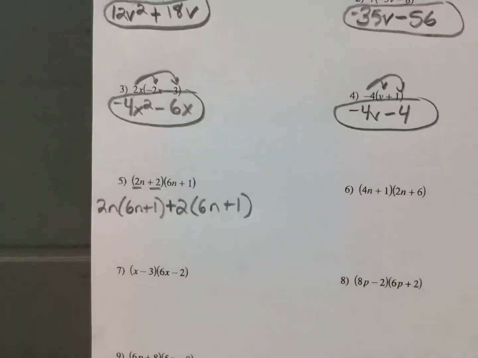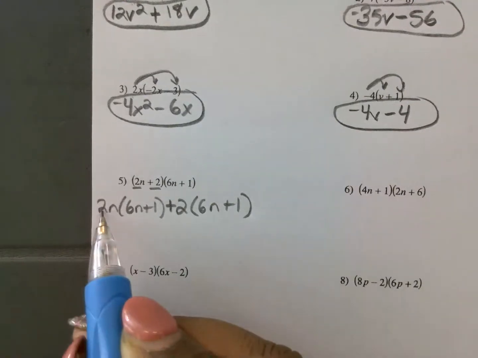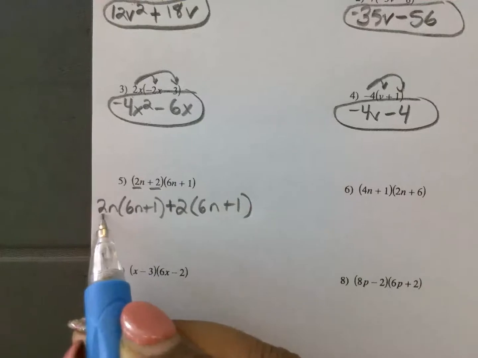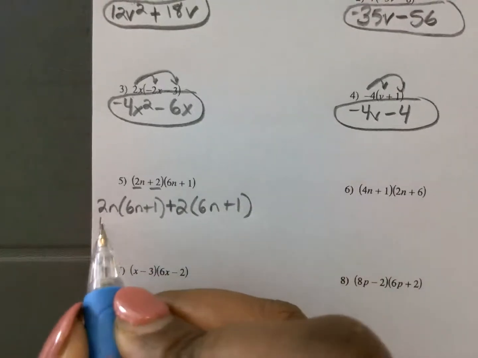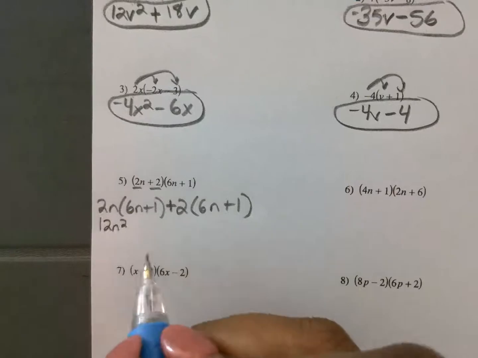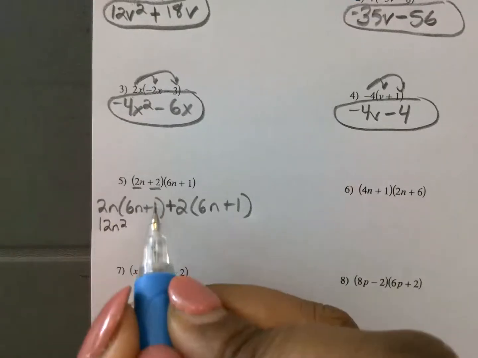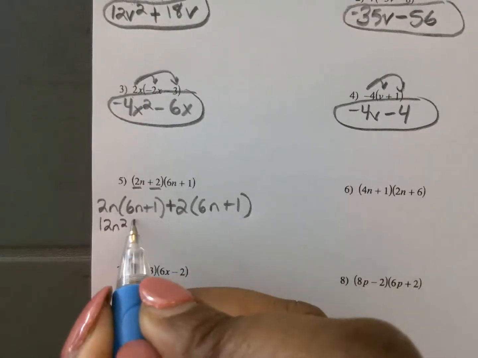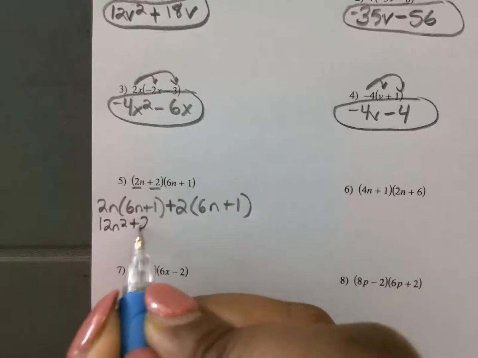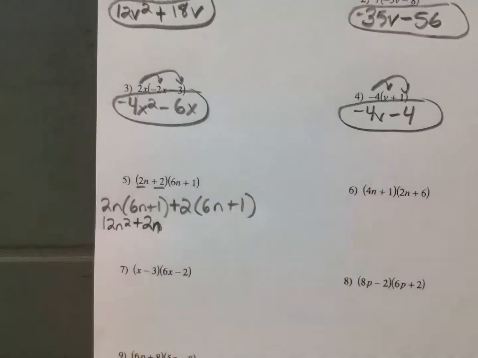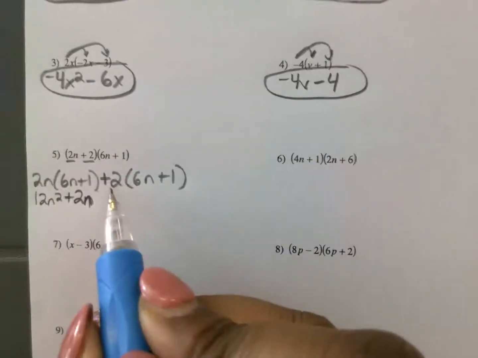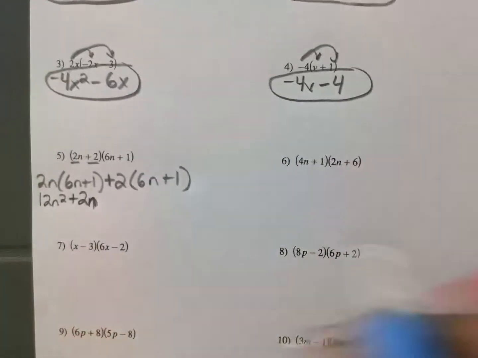So let's distribute. We're going to do it twice, okay, because we have 2 terms in that first parentheses. So this is going to give you 2n times 6n. What's 2n times 6n? 12n squared. Good job. Okay, what's 2n times 1? 2n. Any questions about that so far? Let's do positive 2. What's positive 2 times 6n?